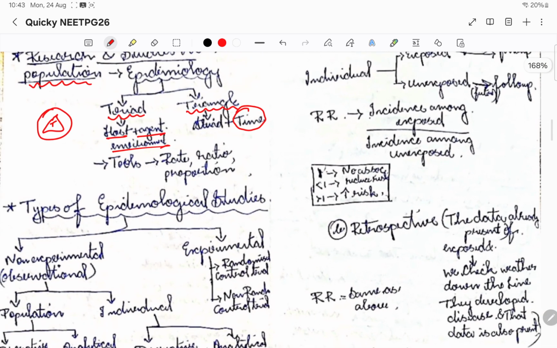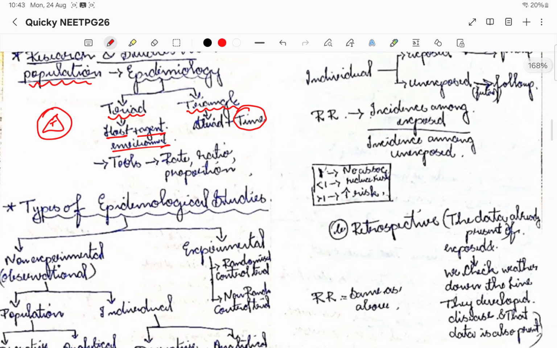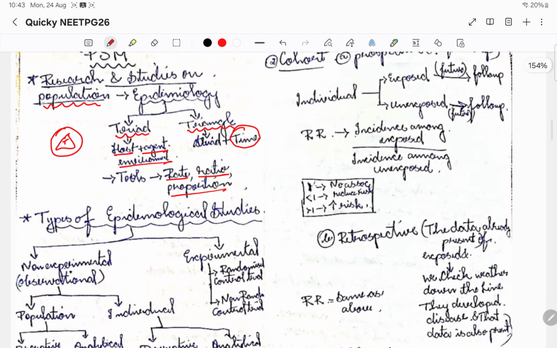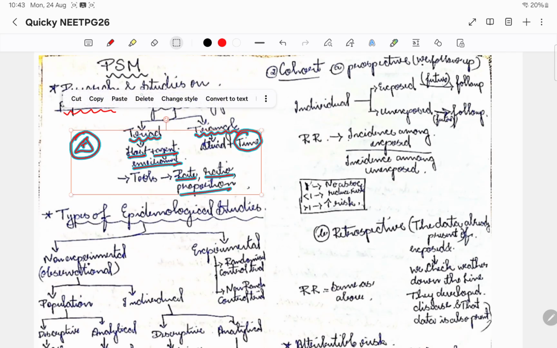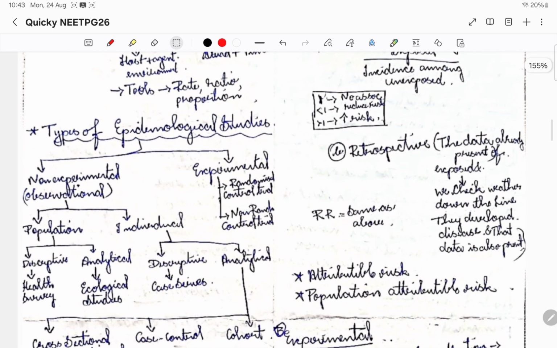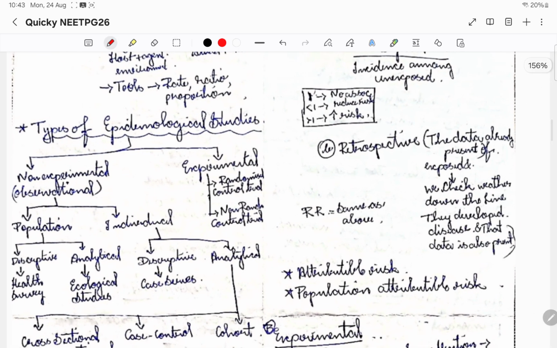The tools that are required for epidemiological study are rate, ratio and proportion. See, all the maternal mortality ratio, rates and all these things, right? So this is the tool that is required to study epidemiology. Then moving on to the types of epidemiological studies.